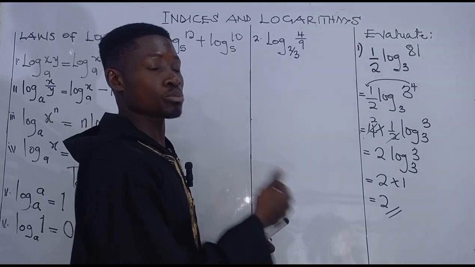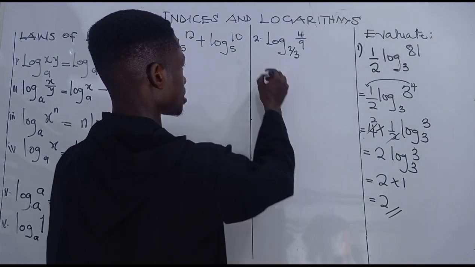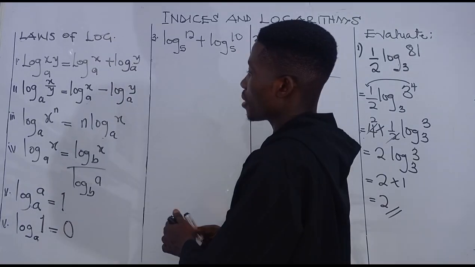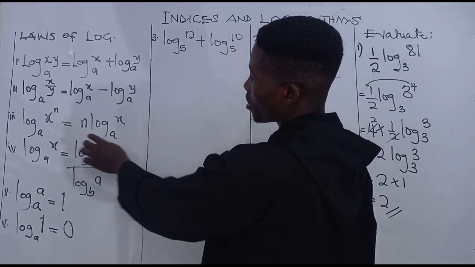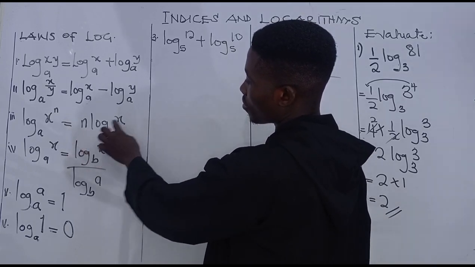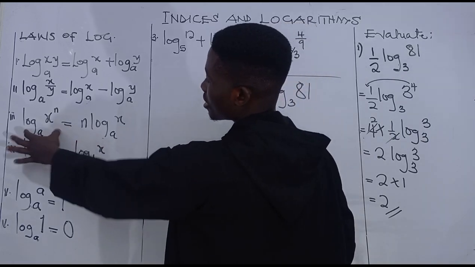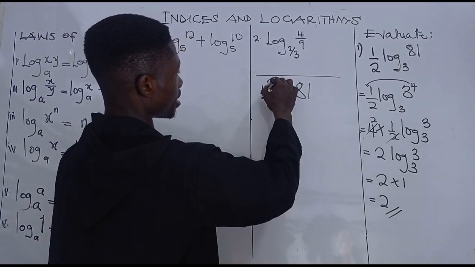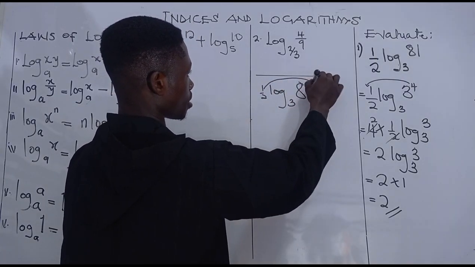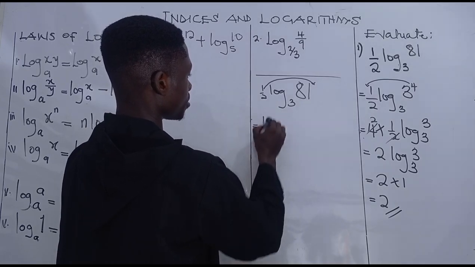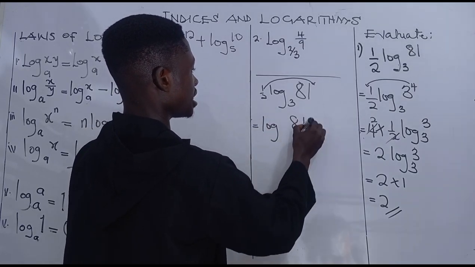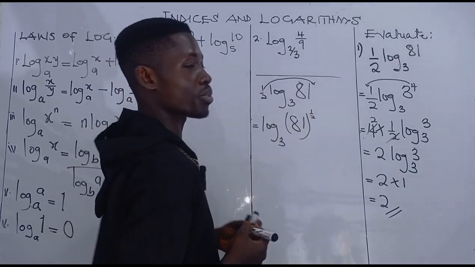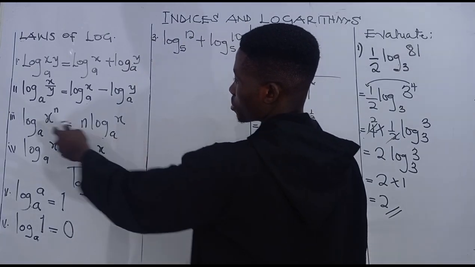We want to look at another approach to this very question. Looking at this very law, we said that when you have the power n multiplying the log of s to the base of n, we can write it as this. The power will come and raise the number. So this number multiplying the log will come to this side. So you will have log of 81 raised to the power of 1/2 all to the base of 3. Applying this law.